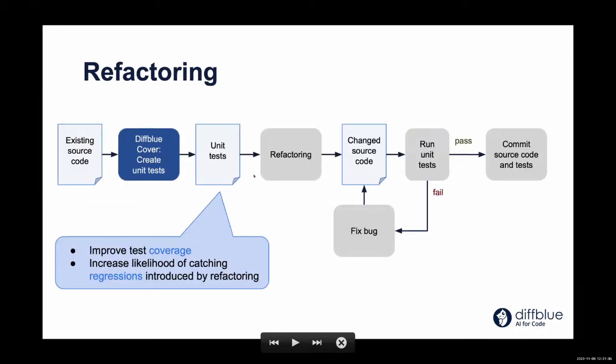So more abstractly, what has happened here is we had some existing source code. We created tests. So the unit tests. So those unit tests helped us getting a better test coverage and increasing the likelihood of catching regressions that might be introduced by the refactoring. We've done the refactoring, changed the source code, ran the tests again. If they had passed, everything would have been fine, but unfortunately they failed. So we had to go back, find the bug that we introduced in the refactoring, fix it, and the fix was successful. So we are ready to go and commit the source code and tests.